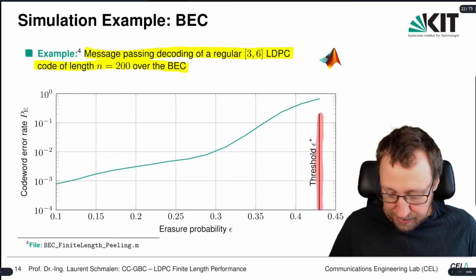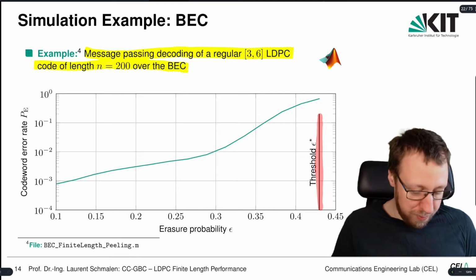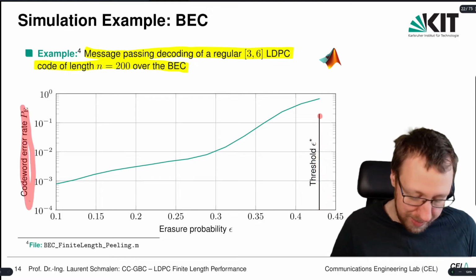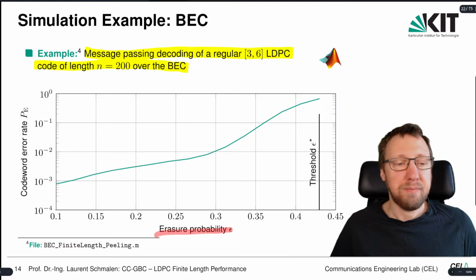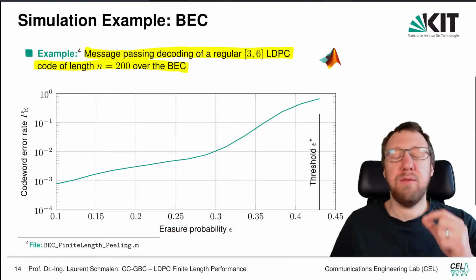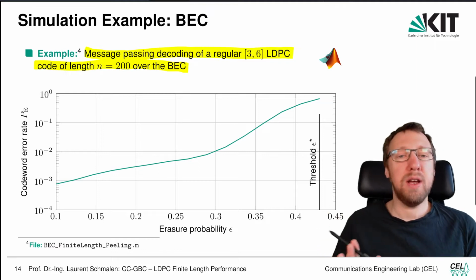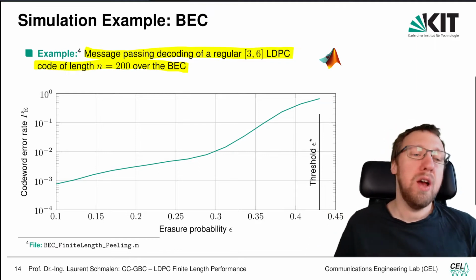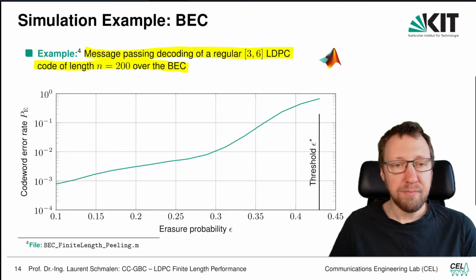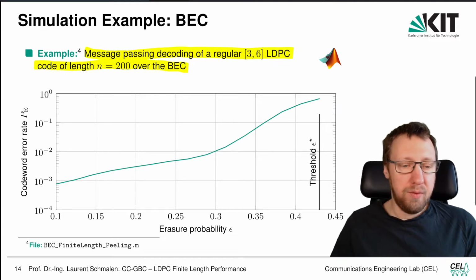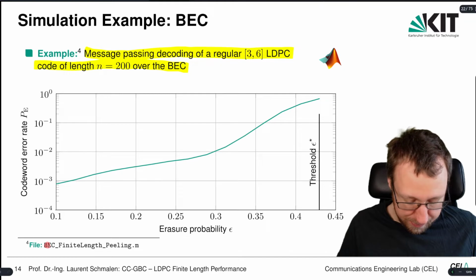That's here, that's the threshold epsilon star, and we plot the code word error rate as a function of the erasure probability. So it's the error rate that we cannot recover the complete code word. If there's one residual erasure left in the code word, we declare a failure. And we have this in a file.